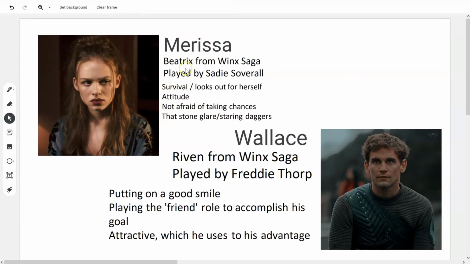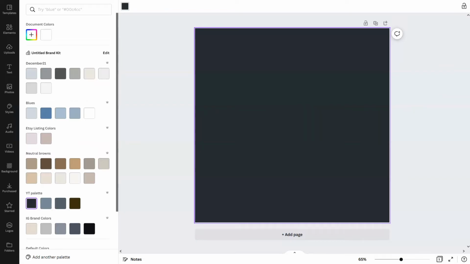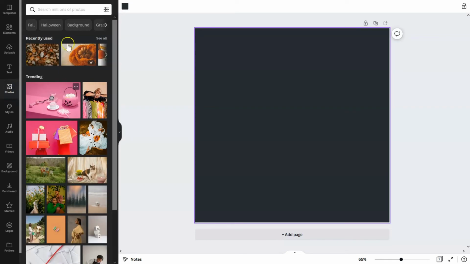Okay, so I had created this in Google Jamboard, and now I'm going to jump over to Canva, and I'm just going to create some mood board images for this story, these characters. I'm just going to browse through the photos.